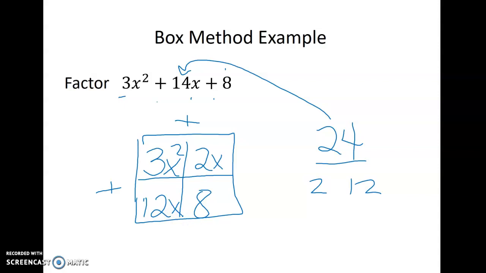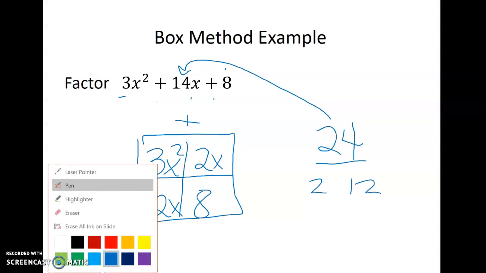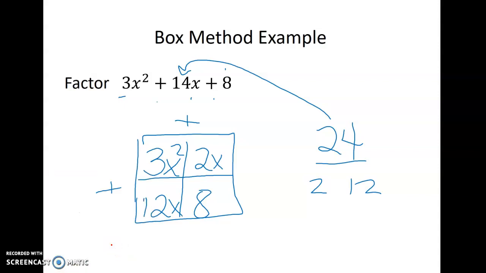Now, I filled in my box, so now I'm finding the GCF of the rows and the columns. Okay, I'm going to find the GCF of these factors. So I'm going to look at 2x and 3x squared. What do they have in common? They have an x. That's the greatest common factor. 8 and 12x, what can I divide both of these by? The greatest common factor is going to be 4.